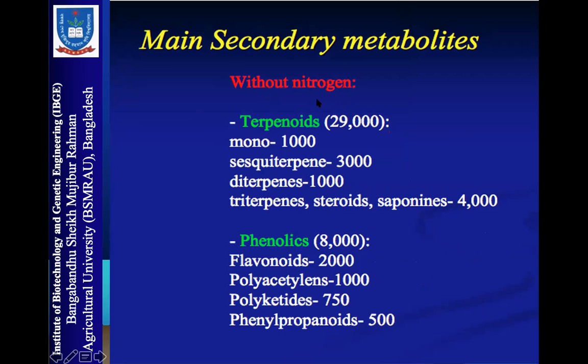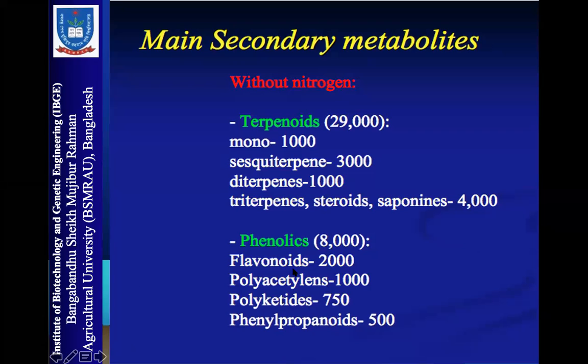Terpenoids can be divided into monoterpenoids, sesquiterpenoids, diterpenoids, triterpenoids, and polyterpenoids. Steroids are also terpenoidal compounds. There are some saponins, bitter compounds, for example cucurbitacin in cucumber. Sometimes cucumber is bitter, or near the joint head of the cucumber fruit you can find this bitterness. They are saponins. Phenolic compounds can be classified into flavonoids, polyacetylenes, polyketides, and phenylpropanoids. So there are lots of these numbers.